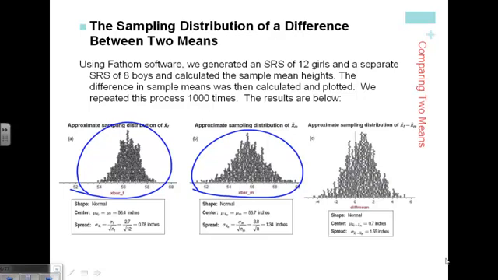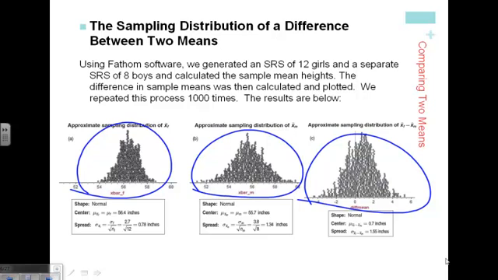What's the last graph? The last graph is: take a sample of females, take a sample of males, find their two sample means, subtract them. I get a difference of sample means, plot it. Another sample, subtract them, plot it. Do that again and again and again, in this case 1,000 times. That distribution looks normal. It should, because it's being pulled from two normal populations.